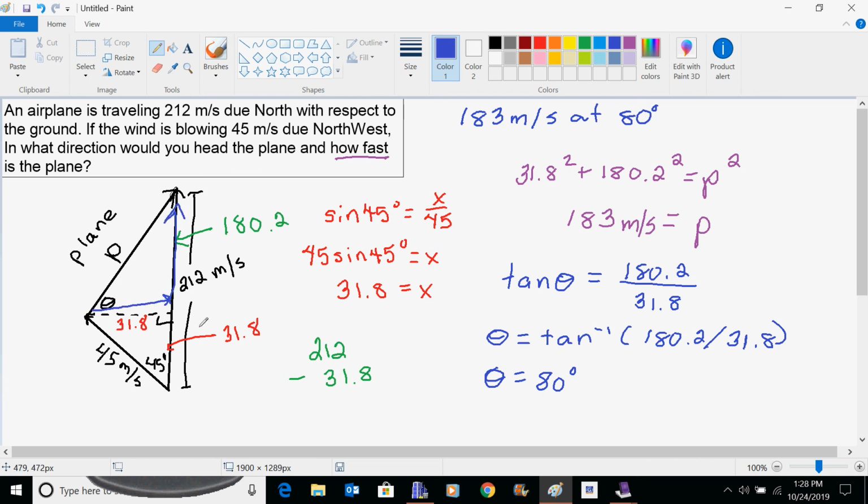I'm hearing a few different things. North of east. Here's east, but then north modifies it. So north of east, because east is modified by the north. So 183 meters per second at 80 degrees north of east.